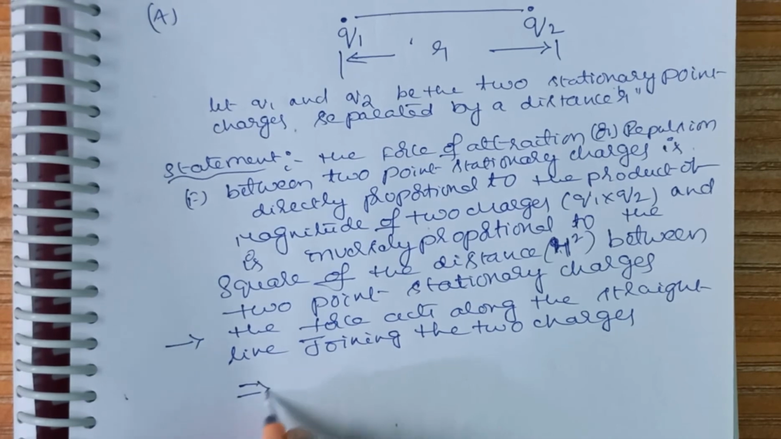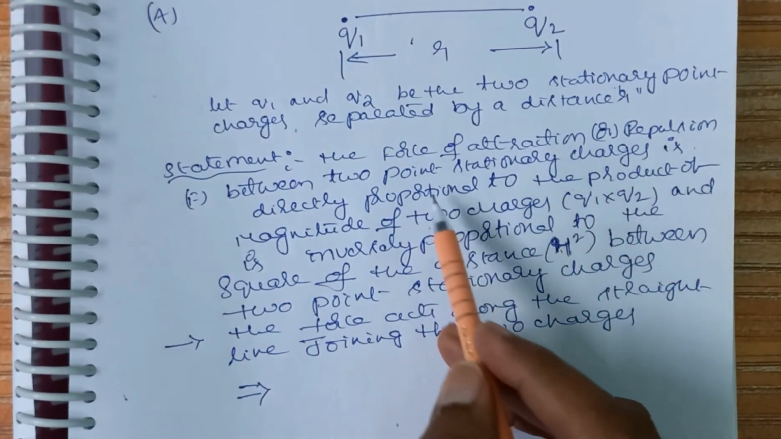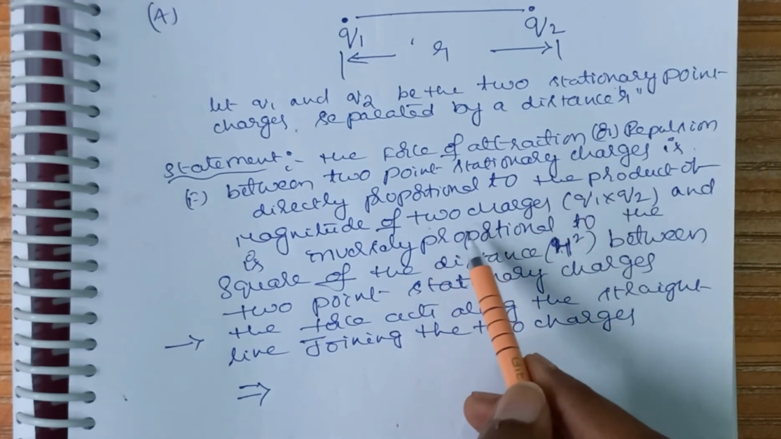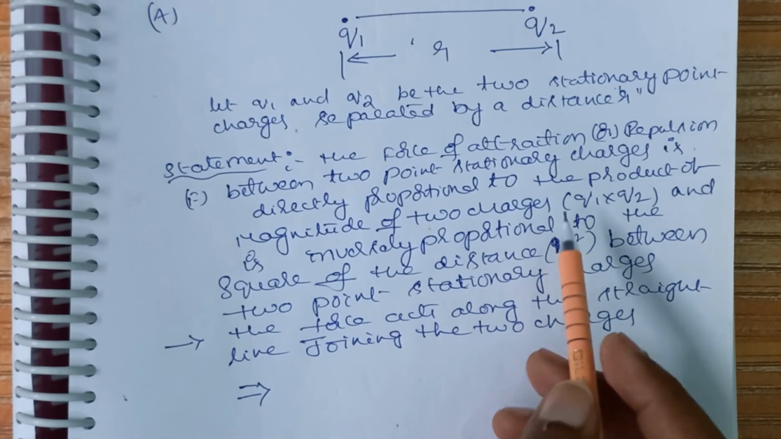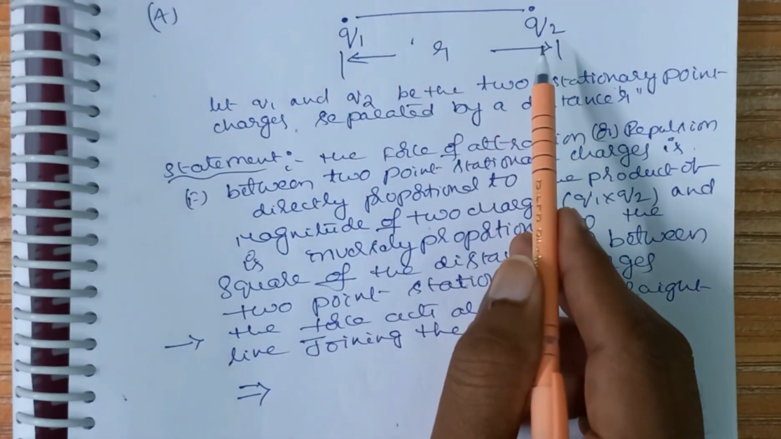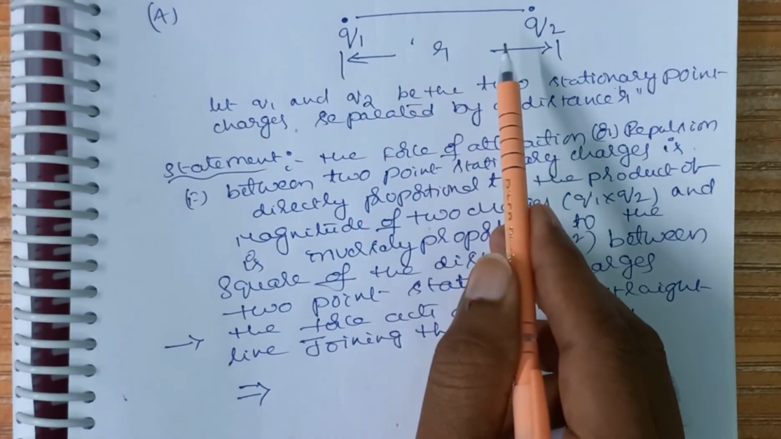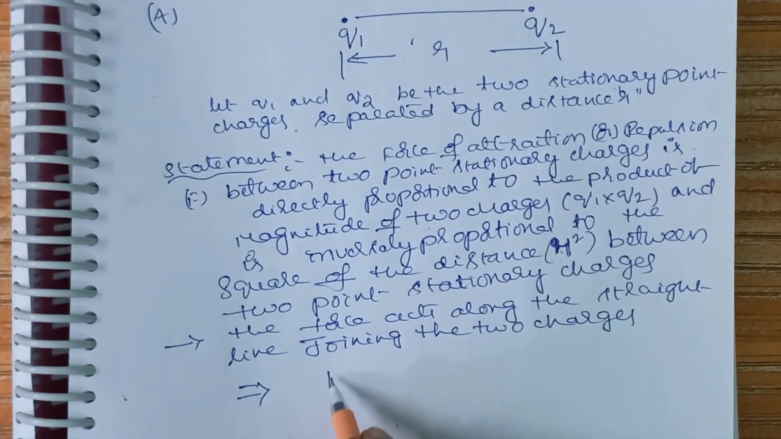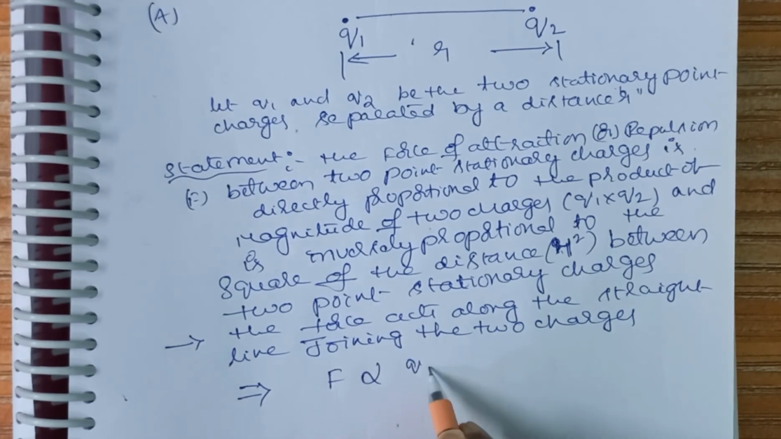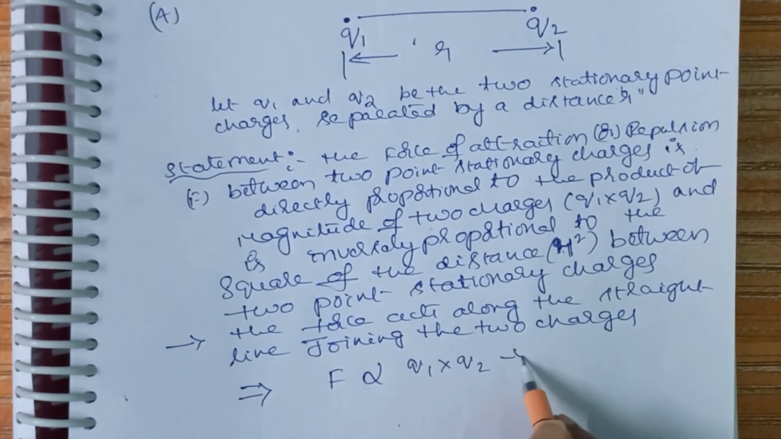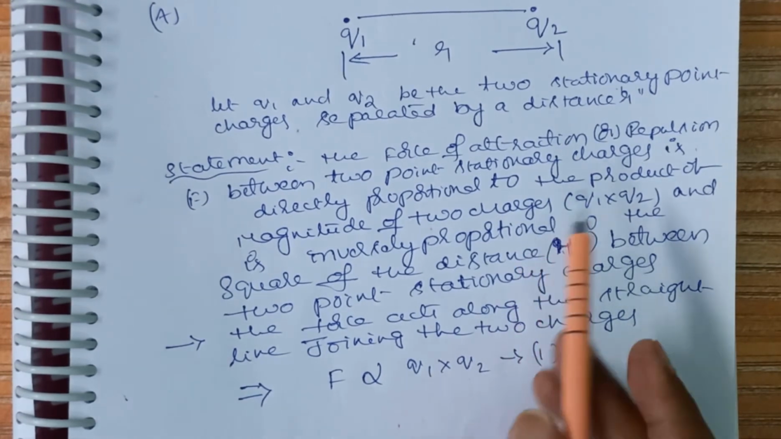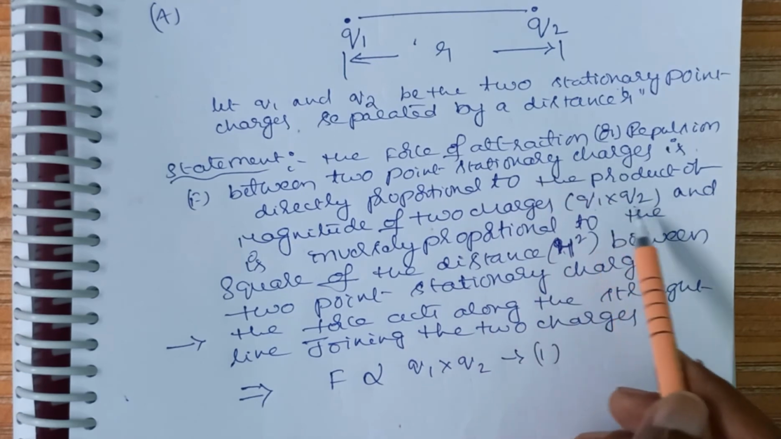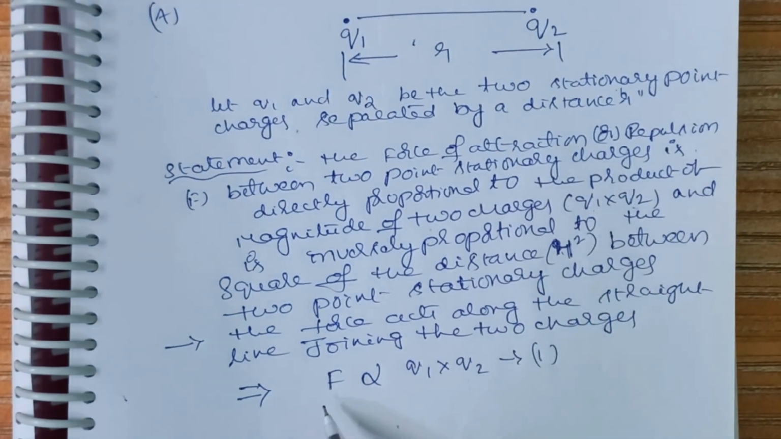So this implies the force of attraction or repulsion between two point stationary charges is directly proportional to the product of magnitude of two charges. That means if the Q1 into Q2 value increases, the force between them also increases. If the Q1 into Q2 value decreases, the force also decreases. So force is directly proportional to Q1 into Q2. Equation 1.